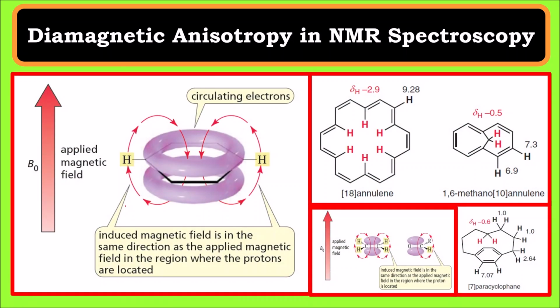Welcome to Chemazon-Complete Chemistry. In this video we are going to learn a very important concept in NMR spectroscopy that is called diamagnetic anisotropy. These are some of the examples that we are going to see in this video.